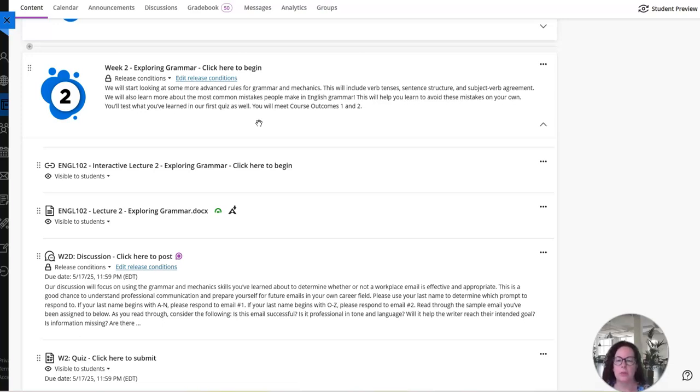And this will help kind of polish up some of those things that maybe you have forgotten or maybe didn't learn correctly the first time. But this is the topic that we're going to be talking about. These grammar topics, and then you're also going to have a quiz over them. So it's always best to start with the lecture. Okay, and then this will help you meet course outcomes 1 and 2.